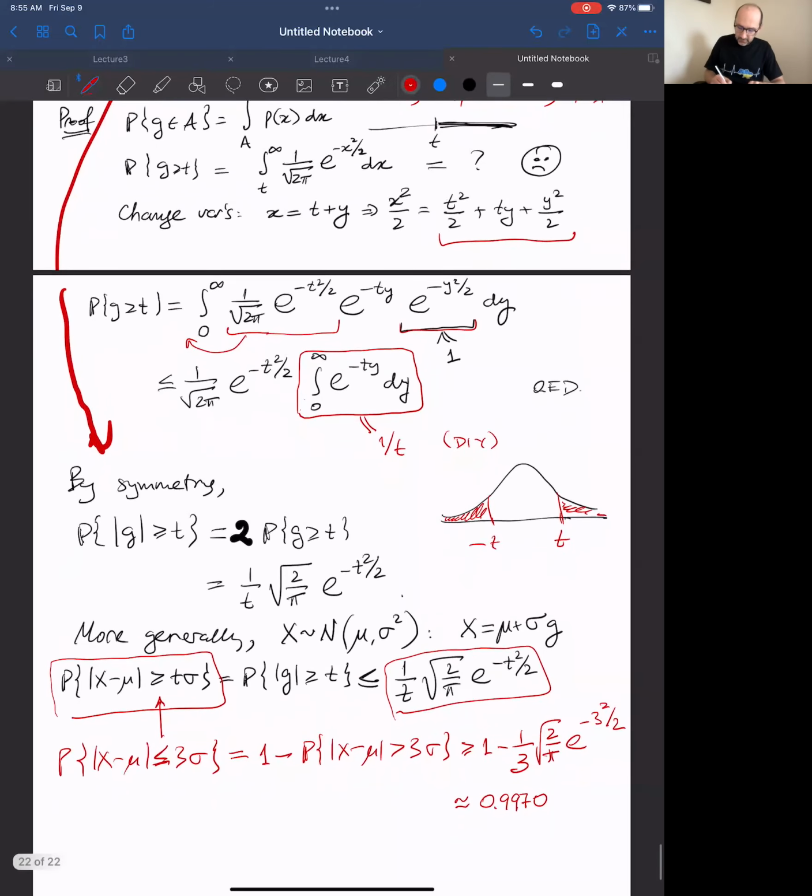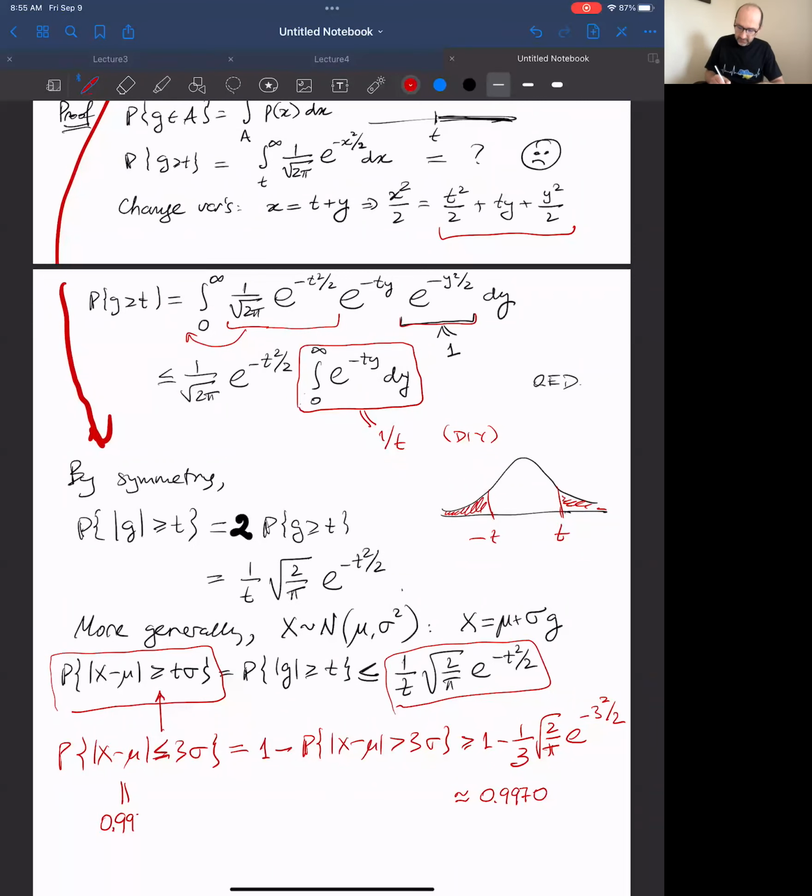The exact computation known to engineers is 0.9973. So we're very, very good. This is extremely, like, the fourth leading digit. So this is an extremely good approximation that we got.